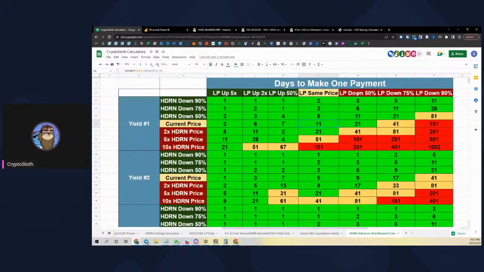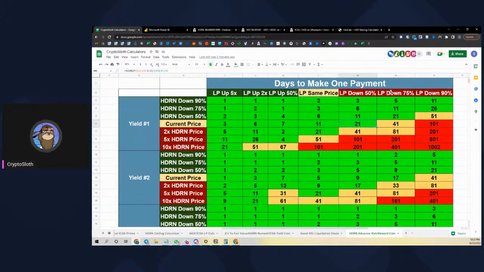Now, let's say that the liquidity position went down 50% and the Hedron stayed at the current price. It would take you 21 days to pay off that loan at that given APR. And so you can eat a 50% downside on your liquidity position and still have a sustainable amount of yield to continue to make payments and be profitable.